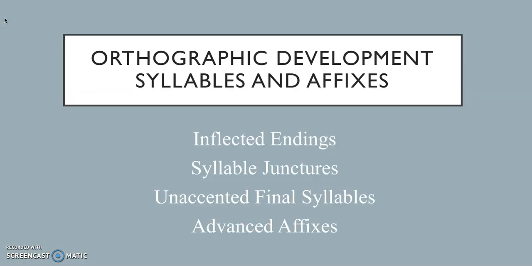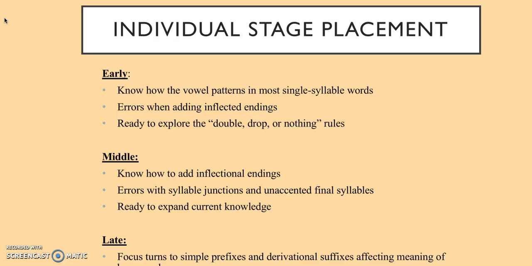So students are now spelling most of their words correctly, and they are ready to start working with polysyllabic words. So the orthographic development in this stage includes inflected endings, syllable junctures, unaccented final syllables, and advanced affixes.